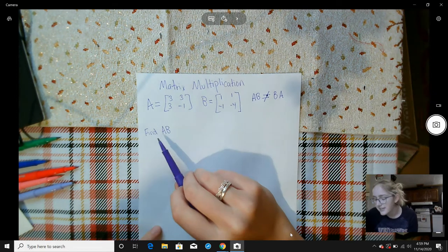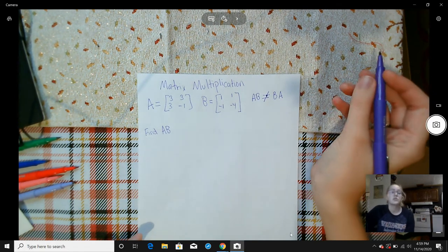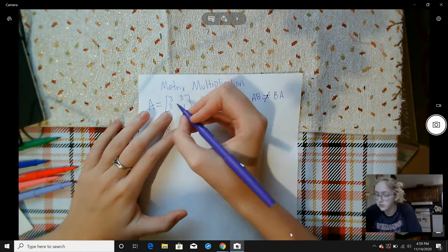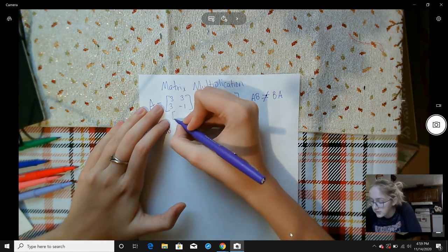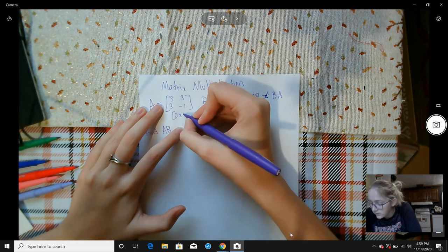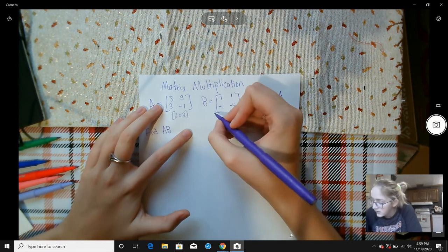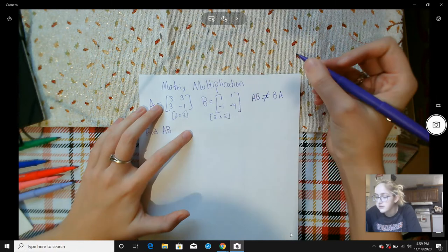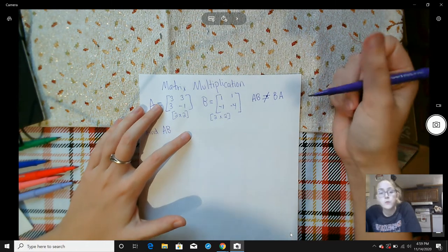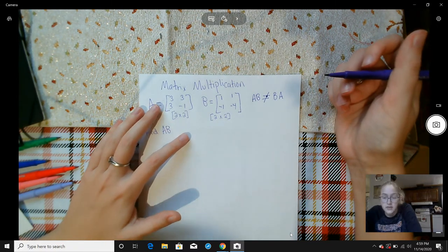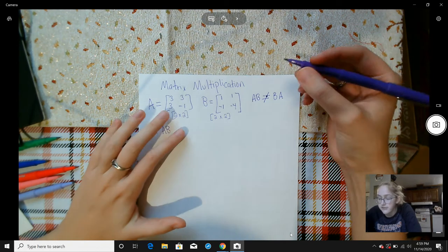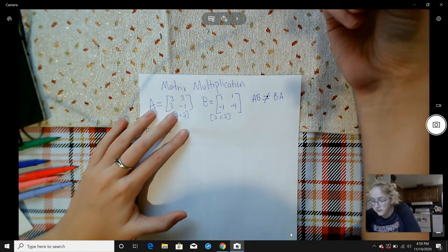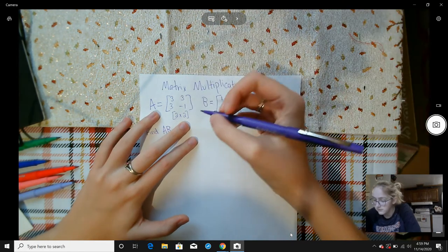Okay, so we want to find A times B. When you're doing matrix multiplication, you always want to check the dimensions of your matrix. We're going to have a 2 by 2 matrix, and then a 2 by 2 matrix. So that's good.